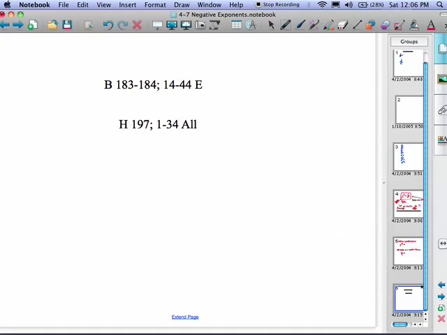Your homework is on pages 183 and 184, problems 14 to 44, the evens.